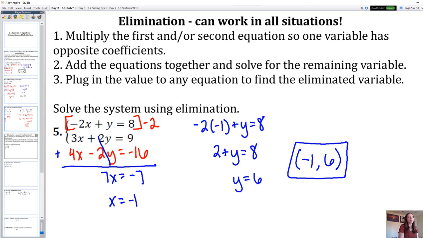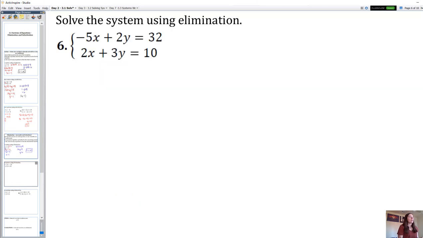Let's do another elimination problem. Negative 5x plus 2y equals 32, and 2x plus 3y equals 10. Looking at this, there isn't something that I could just multiply one equation by to get opposite coefficients for my variables, so I'm going to have to multiply both equations. I'm going to choose x, because one of them is negative and one of them is positive. So when I do that, I'm going to multiply the top equation by the coefficient of x on the bottom one, multiply the bottom equation by the coefficient of x on the top one.